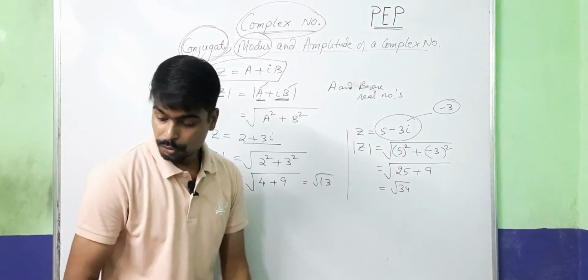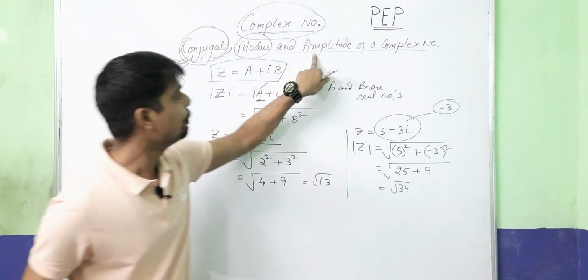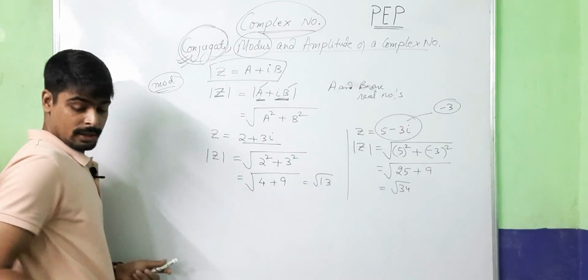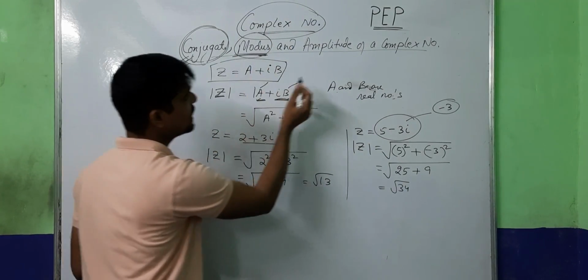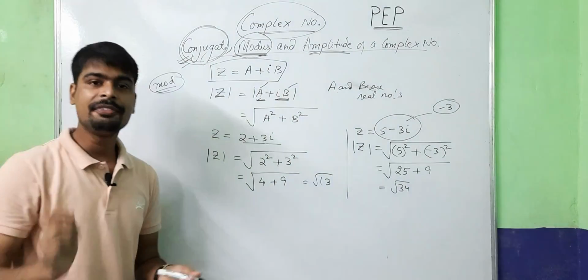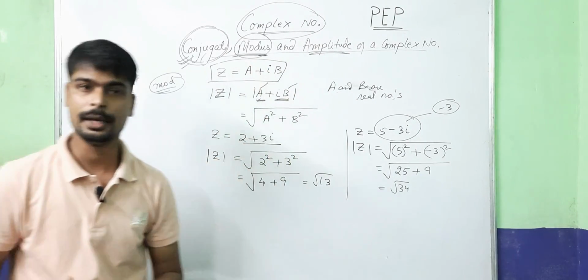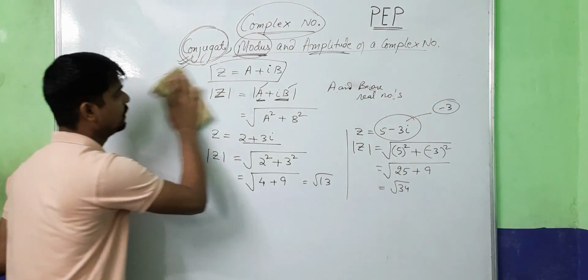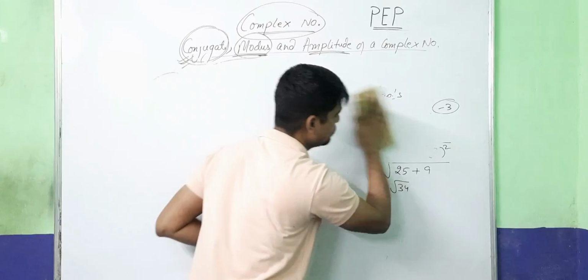Okay, now we are going to continue with the amplitude of a complex number. Very important. The most important parts in this chapter are modulus as well as amplitude. Every time they give questions in the exam from this part. So we are going to continue with amplitude. Let's see how we shall calculate amplitude.